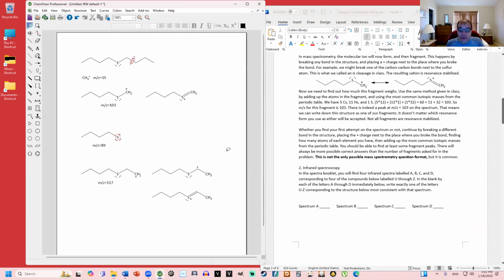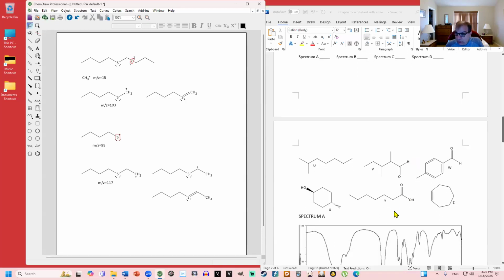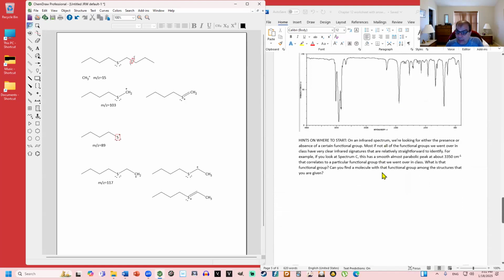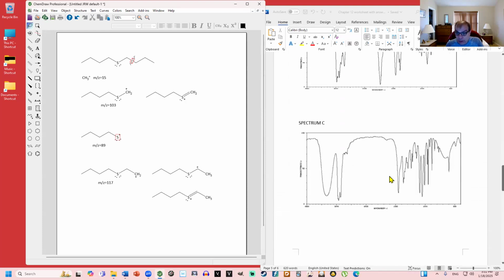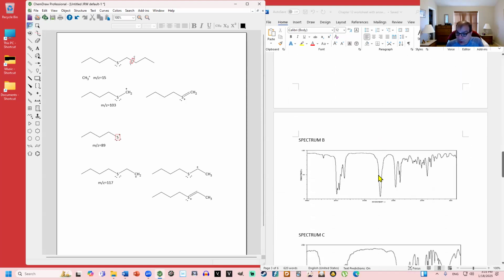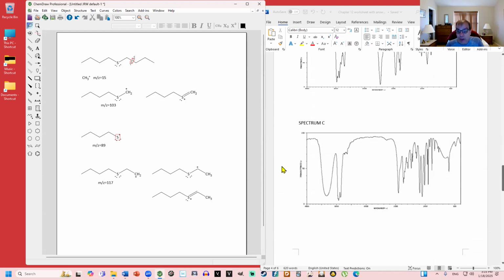So let's move on to the IR spectroscopy question. We've got 4 spectra and 6 structures, and our goal is to match each spectrum to one of the structures. And again, just as with the mass spec, I've given you some hints on where to start. What you want to do is look at the spectra and see if you can find a functional group with a really obvious signature. And the ones we went over in class all have something really obvious. And I think probably the most obvious one is this spectrum C.